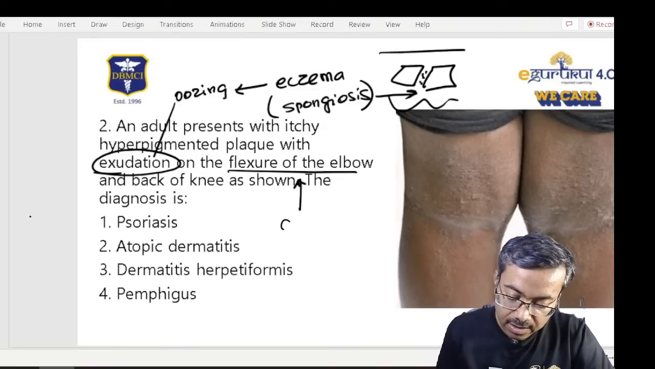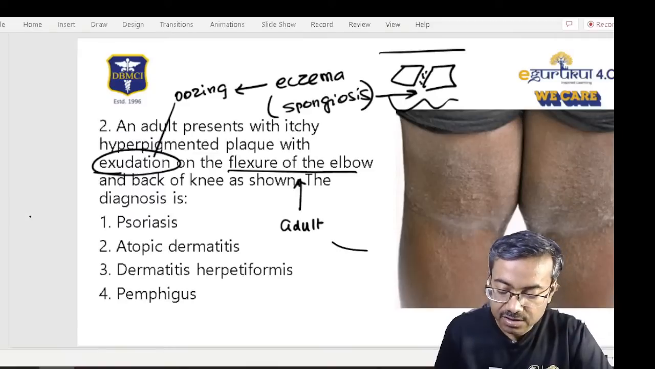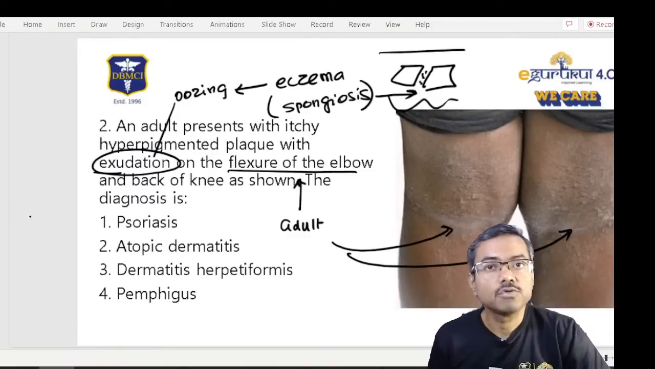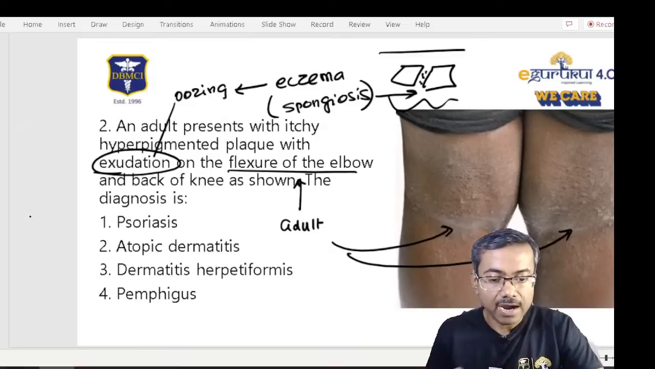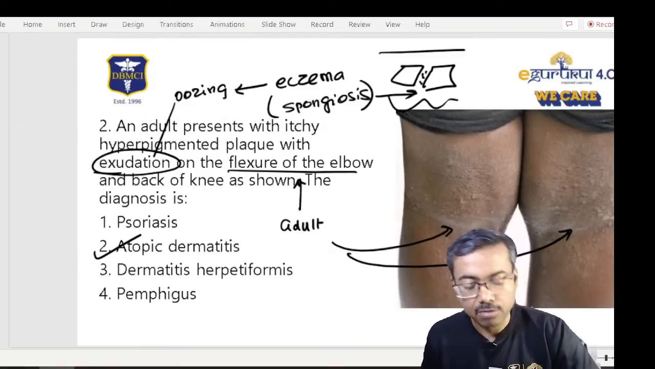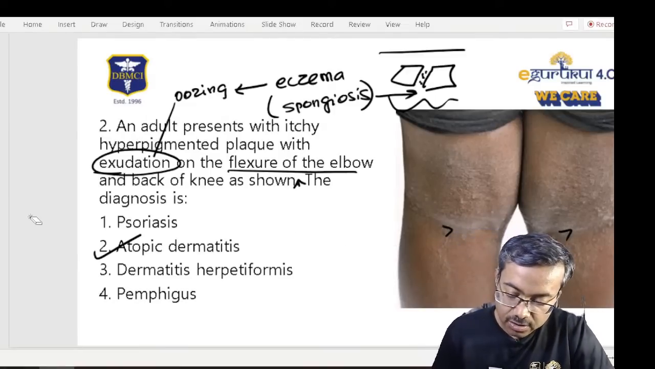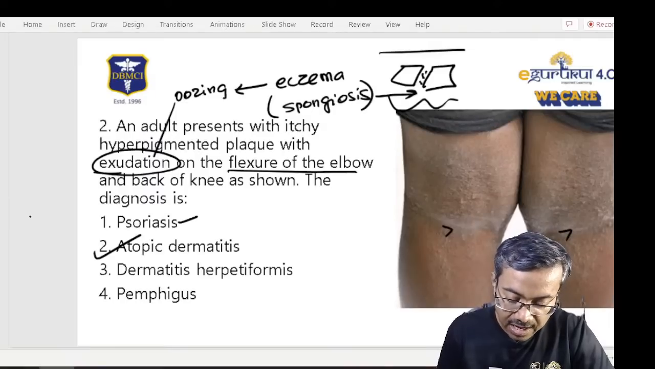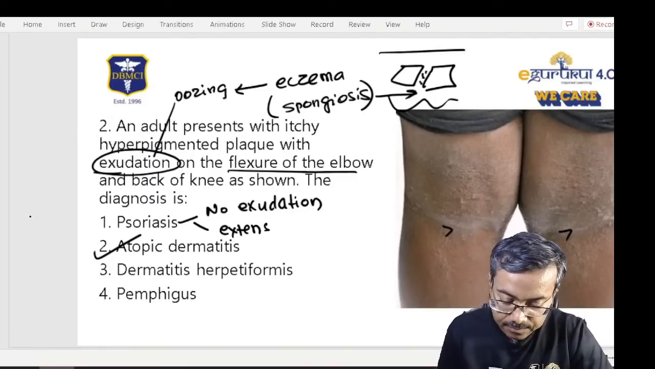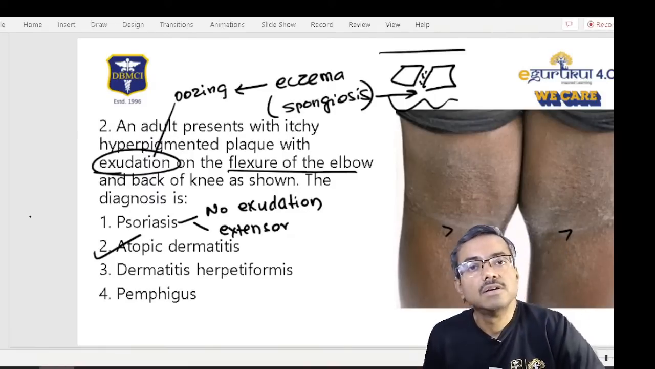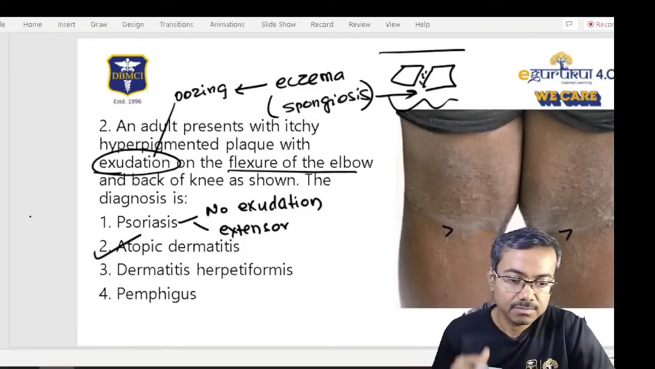Typically adults have flexures involved. This is the flexure, no? Popliteal fossa, even the front of the elbow, antecubital fossa. This will typically be atopic dermatitis. Why is it not psoriasis? Psoriasis usually will have no exudation, there will be no oozing in psoriasis. Plus, we expect it to be on the extensors, not on the flexures. Clear? Simple question.